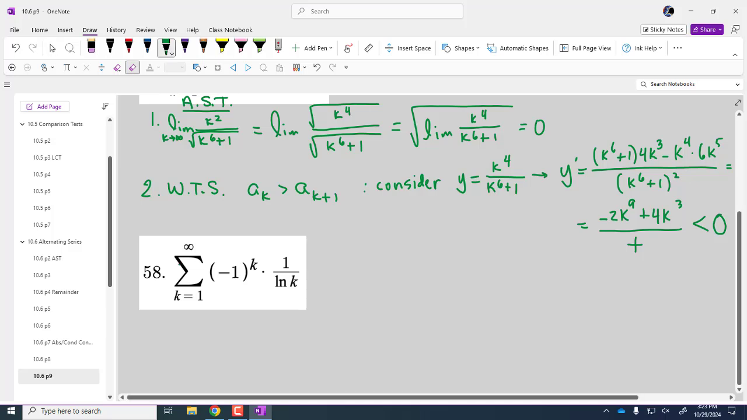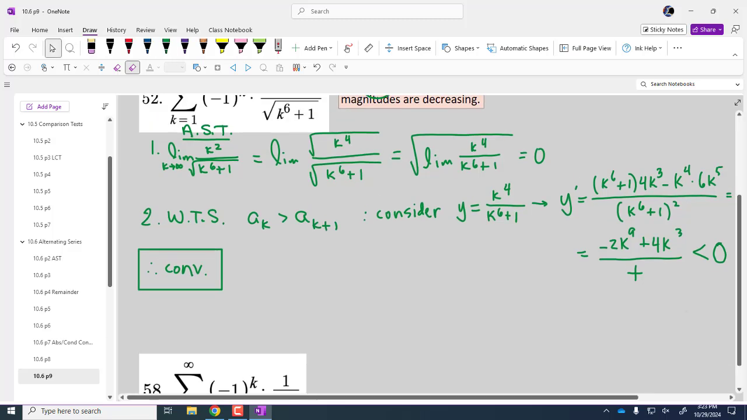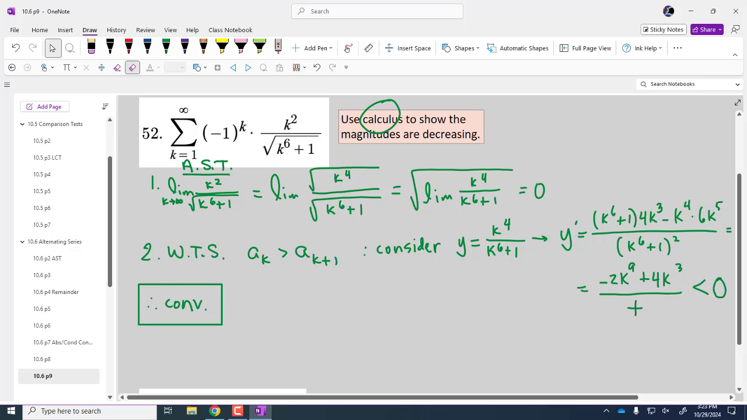Let's move this thing down a little bit. So our conclusion here is therefore we have a convergent alternating series. So by the AST, that converges. So now our question is, does it converge conditionally, or does it converge absolutely?